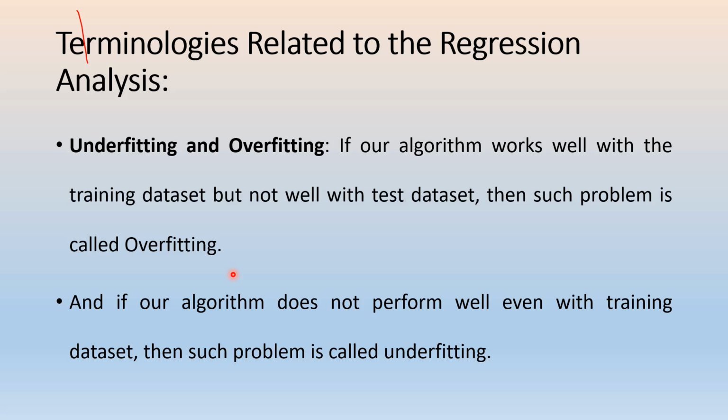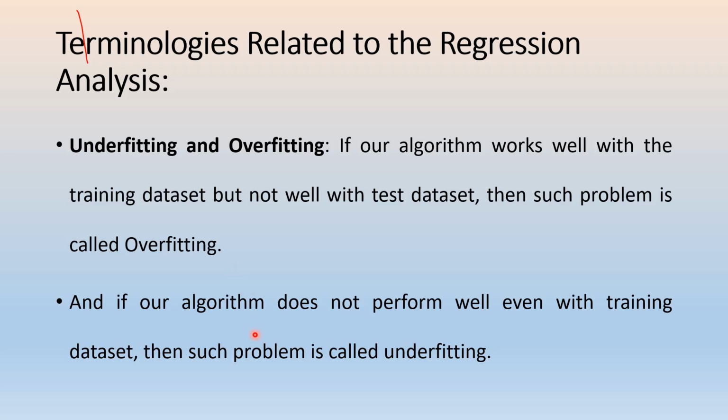In easy words, overfitting means the algorithm works well on more training data. If you feed in more training data, then such a situation is called overfitting. And less training data, then such a situation is called underfitting. Okay, so whenever there is more training data but poor results on the testing data, then such a problem is called overfitting.